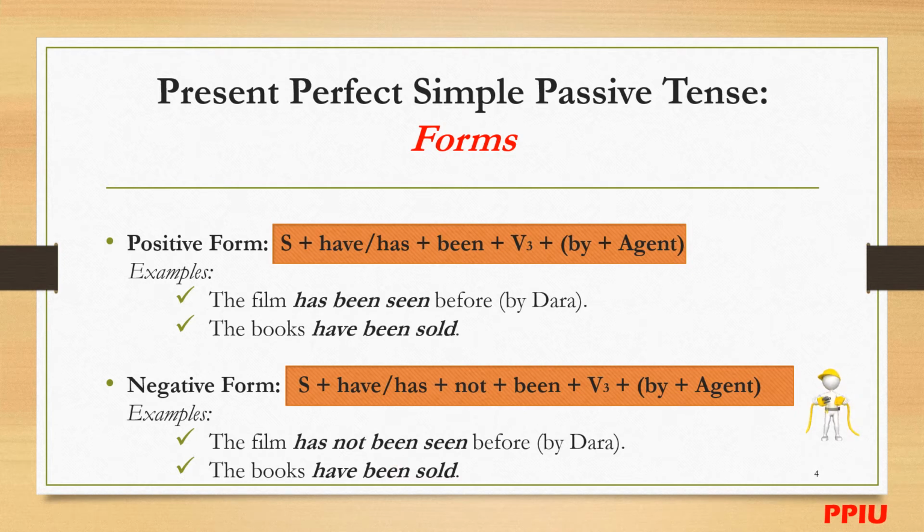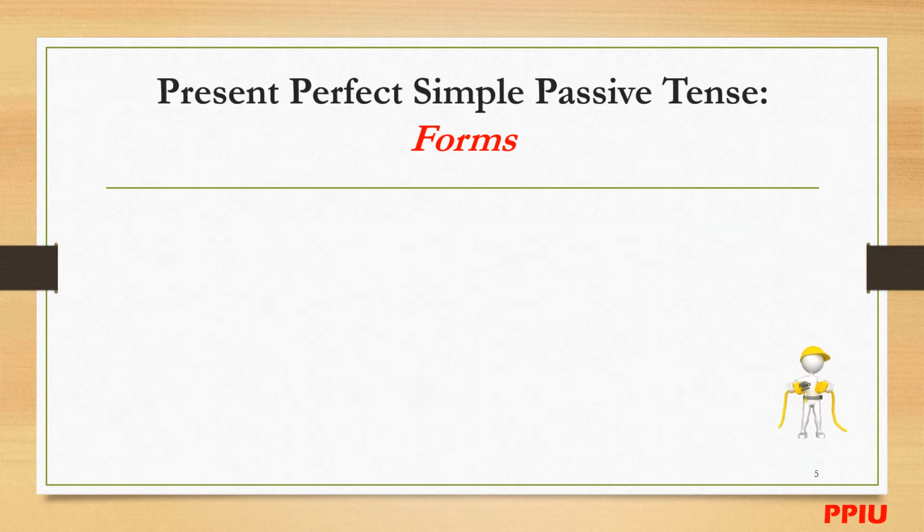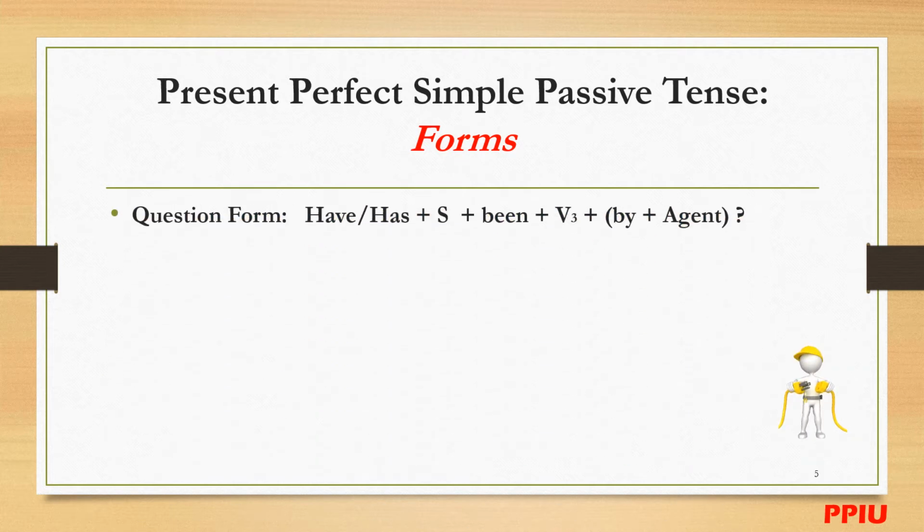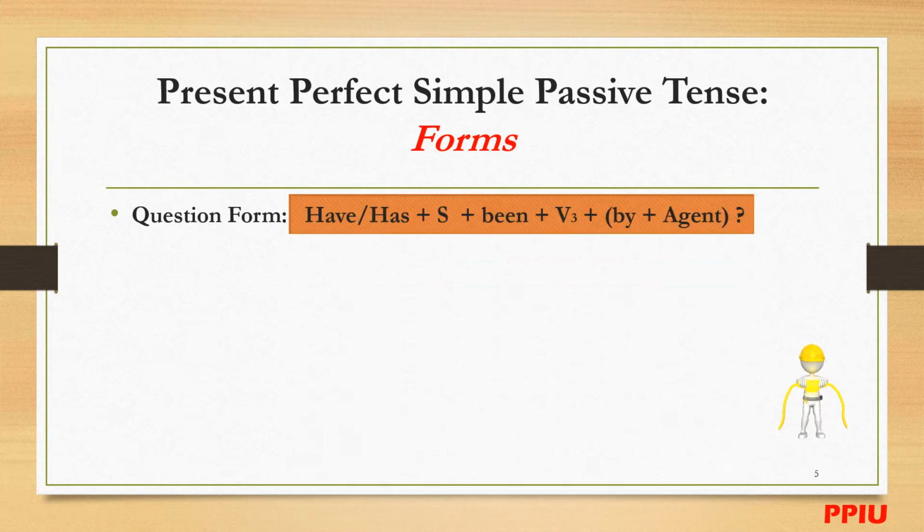Okay, so let's go briefly. It's not quite new, it's more or less the same as that part. Okay, you can see in the question form, have or has plus subject plus been plus verb 3 plus by plus agent, but it's still optional, the same.